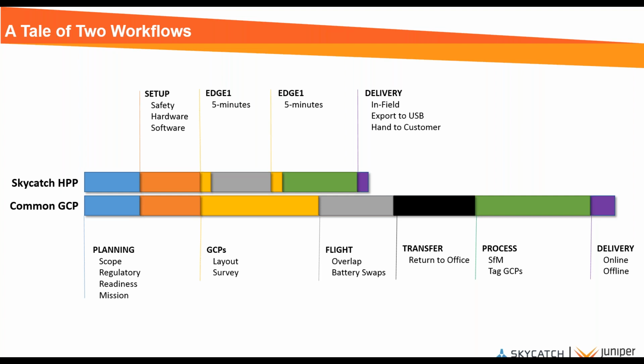Then the delivery process for the common GCP process is still a little bit longer. You're either delivering it offline or delivering it online, so you have to upload data or you have to ship data, and that just takes longer. So the common GCP process, I think it's pretty clear, just takes much longer, and time is money, and the complexity and number of people that you have to use for the common GCP method is commonly just more, right?